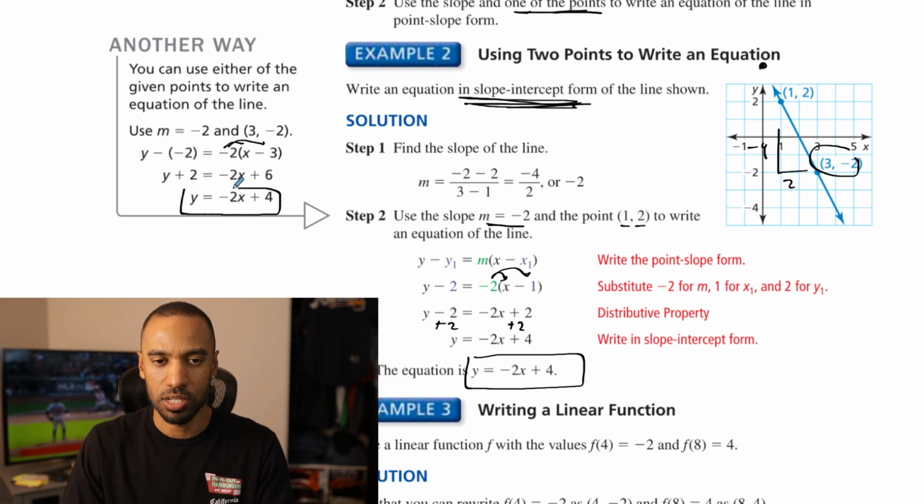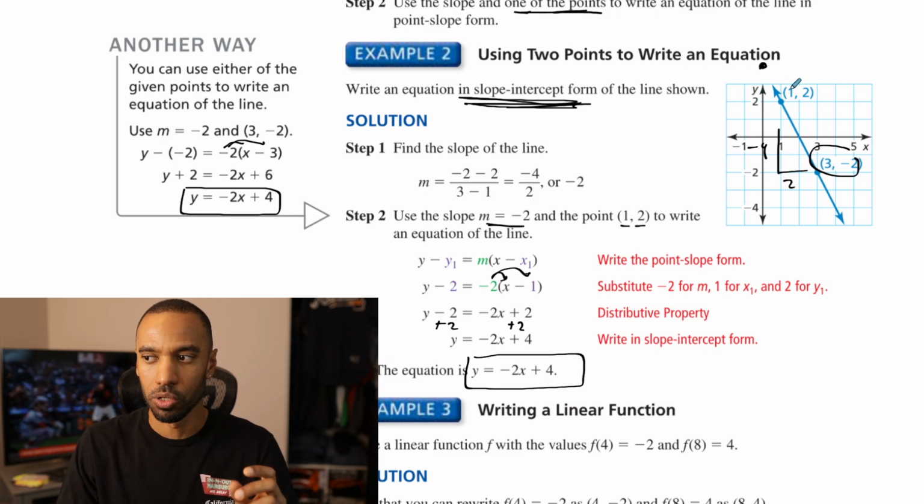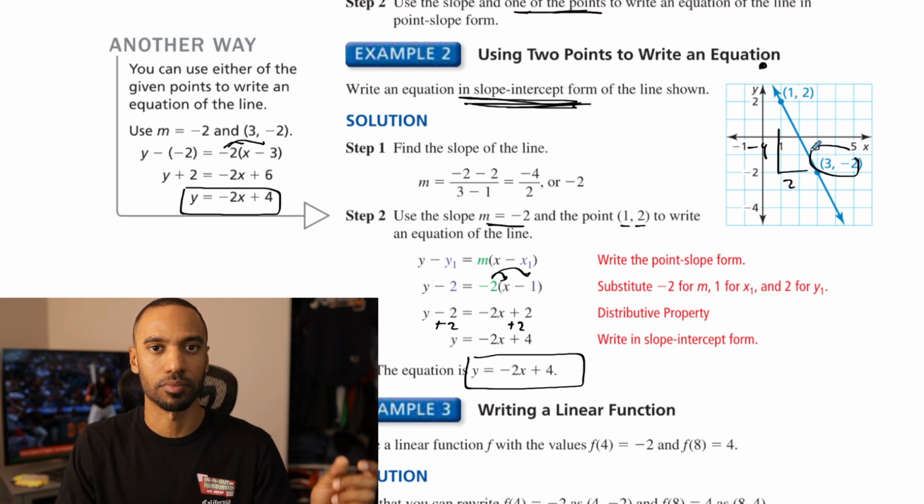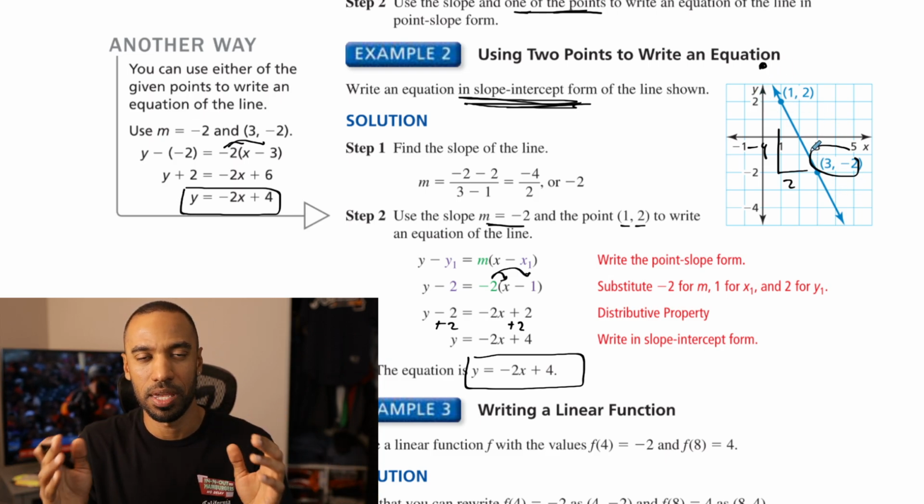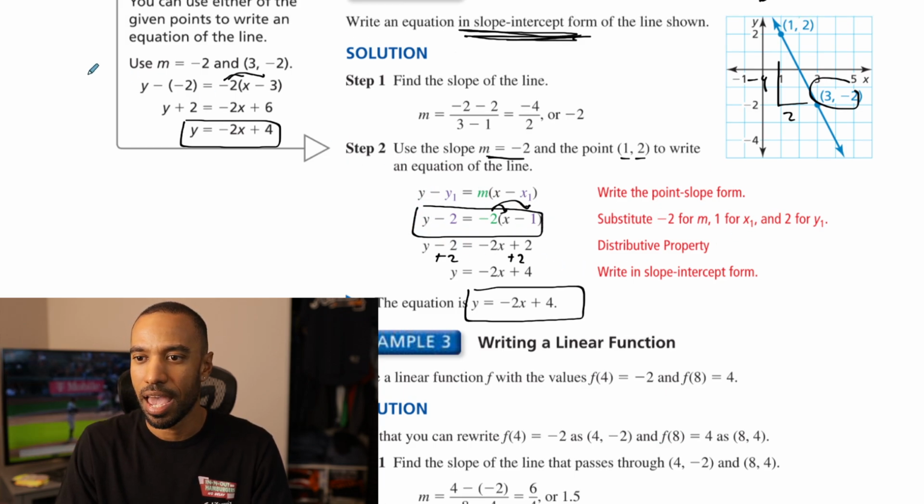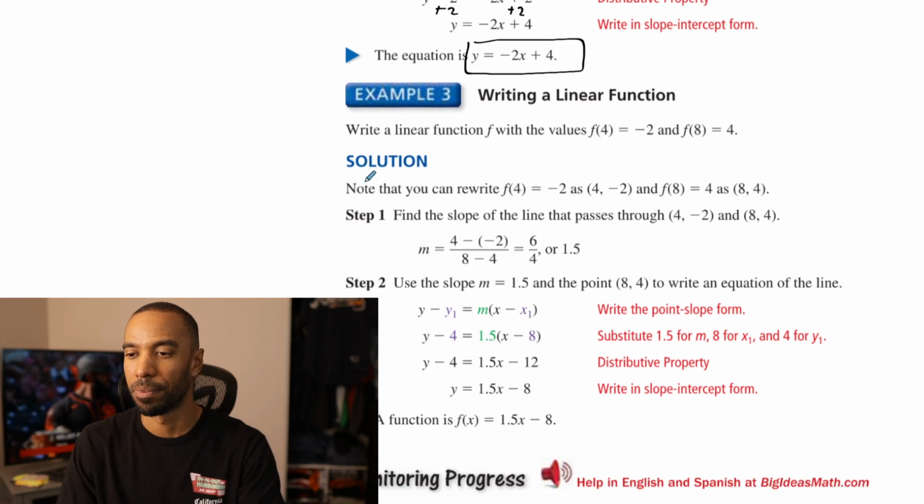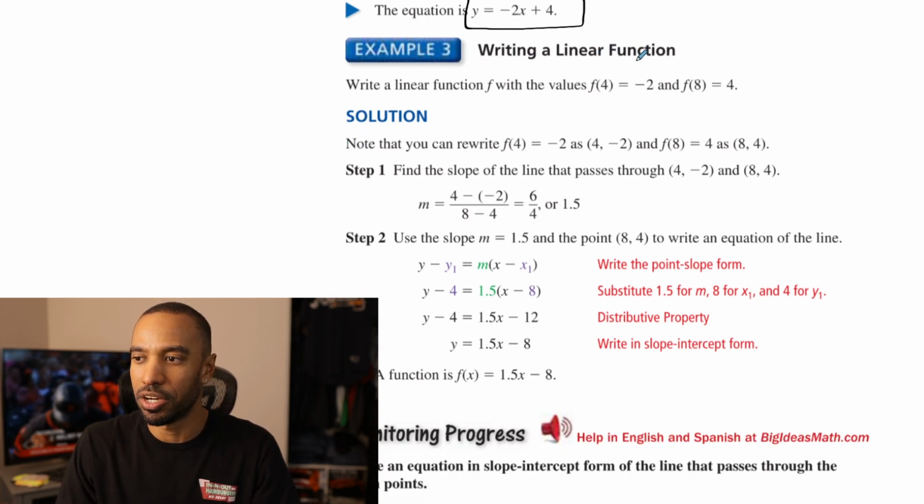No matter which point you use, as long as it is a solution to your line, to your equation, it will get you the same equation in slope-intercept form. These might look different in this form right here and right here, but they both represent the same line. Either or.